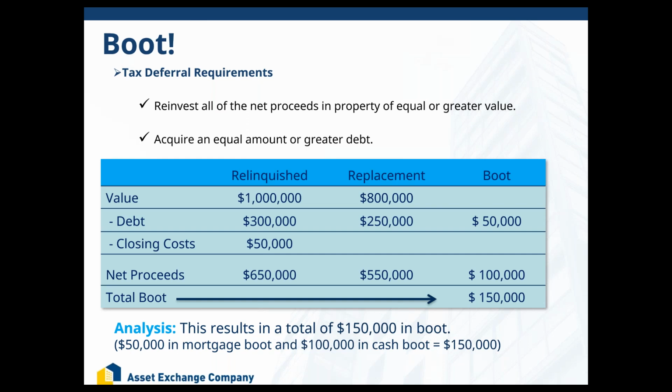You're going to lose money. So again, always, always, always talk to the CPA and make sure you know your numbers before you do anything, all right? So that's boot.